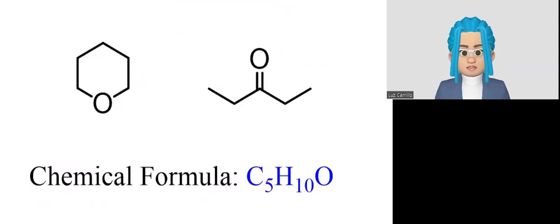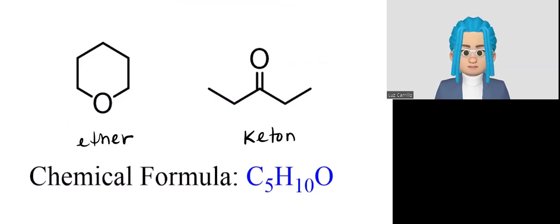These two molecules are a little bit more complex. They have the chemical formula C5H10O. While at this point you cannot name these, at least you can identify the functional groups that you have here. The molecule on the left is an ether. The molecule on the right is a ketone. So if you're given structures of ethers and ketones and they have the same chemical formula, they're going to be structural isomers of each other.